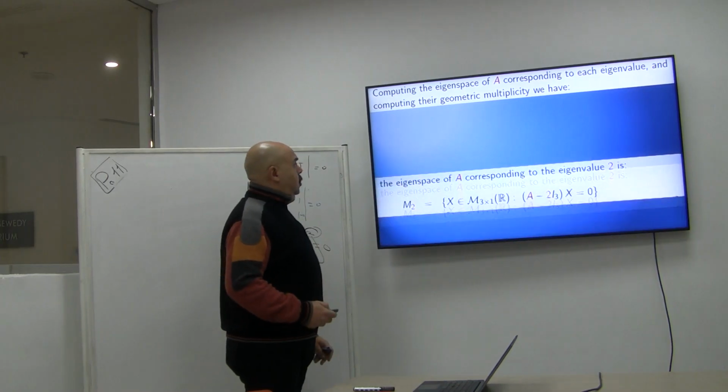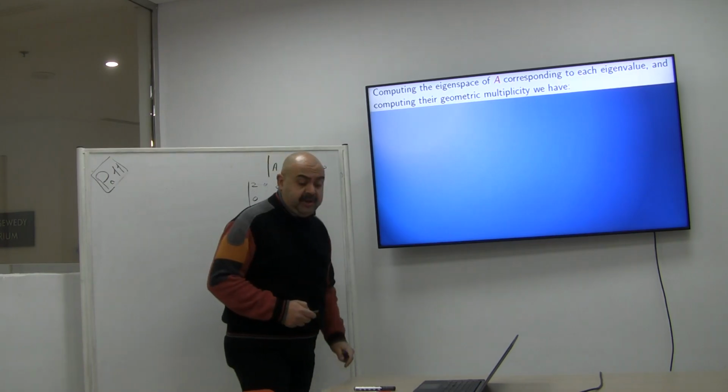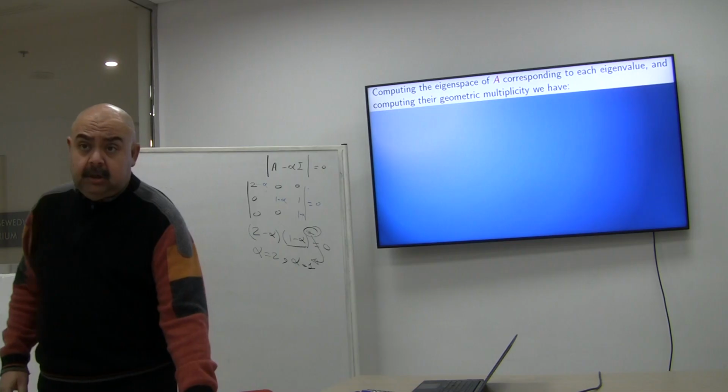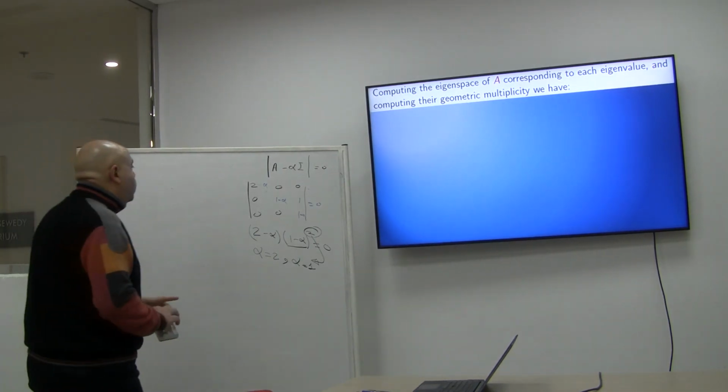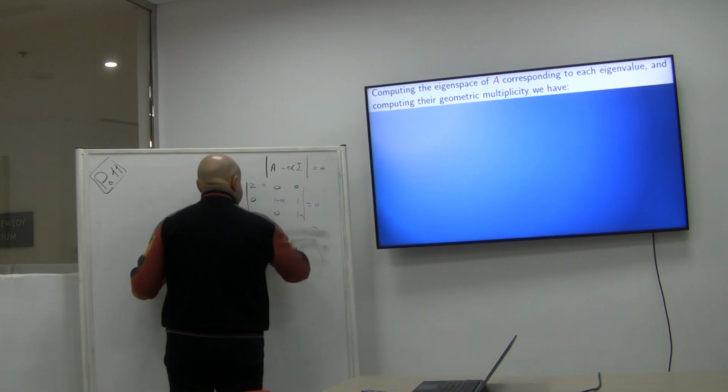We can easily also find the eigenspace or the eigenvectors relative to each one of these eigenvalues. This is really very simple. We already did go through this in the previous lecture on a 2 by 2 matrix.